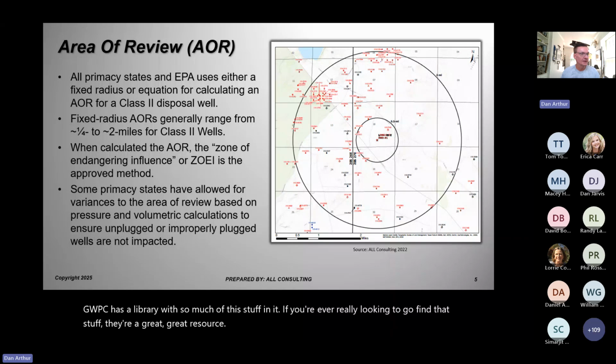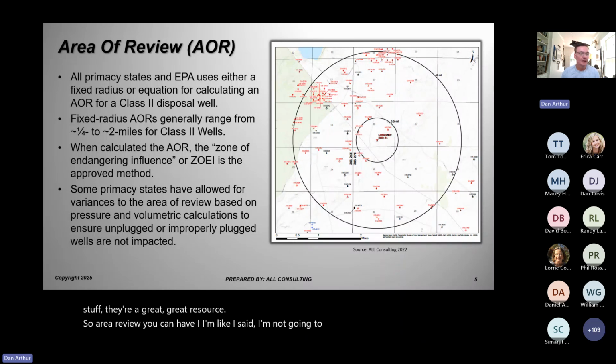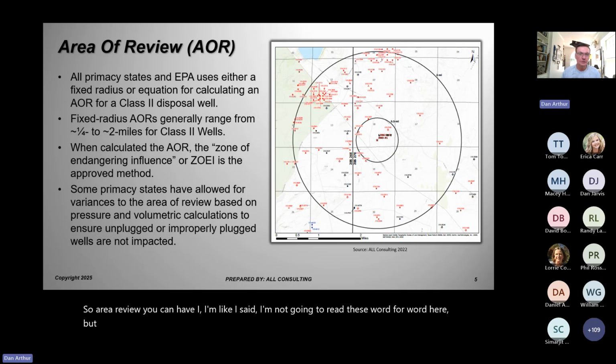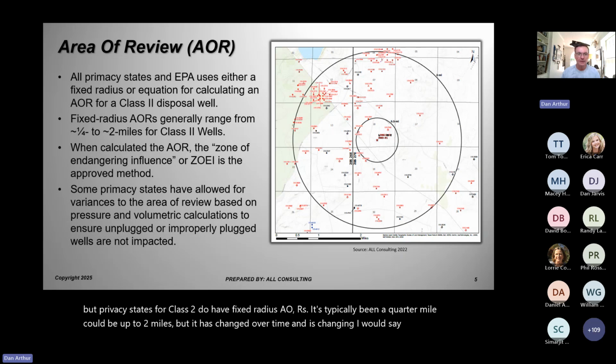So, area of review. I'm not going to read these word for word here, but primacy states for Class II do have fixed radius AORs. It's typically been a quarter mile, could be up to 2 miles, but it has changed over time and is changing, I would say, right now.